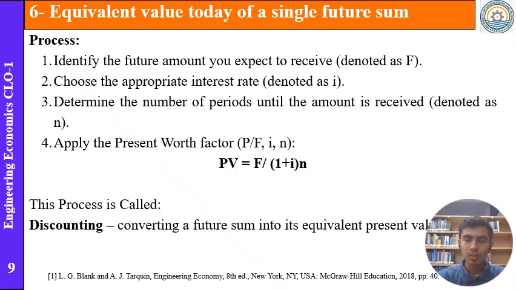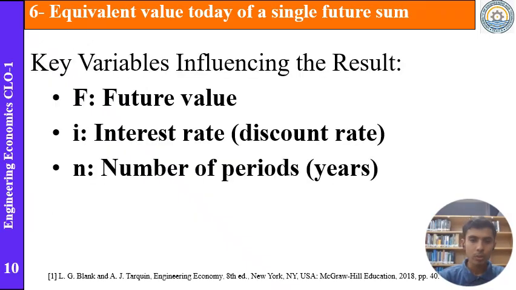So the overall process is called discounting. It is basically the application of the discounting cash flow method, from which we can calculate the present value of any project, or any cash flow series in which we are given future amounts. So what we conclude from the previous slide is that the key variables involved in the formula are, number one, F, which represents the future amount. The second one is the interest rate, and the third is the number of periods.